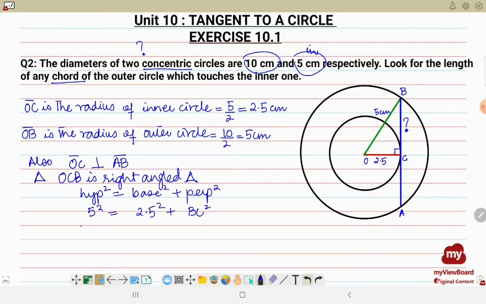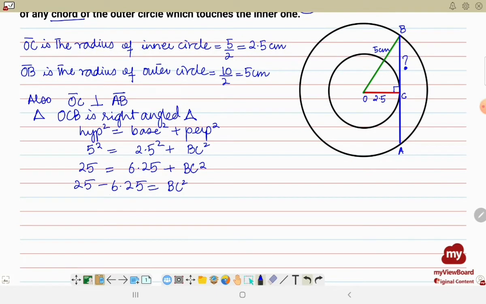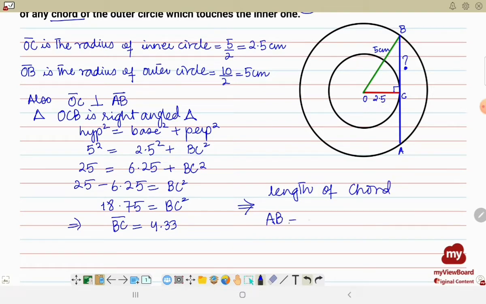So 5 square is 25 and 2.5 square is 6.25, and since we have to find BC, we'll write it as it is. So 25 minus 6.25 is equal to BC square, and it comes out to be 18.75. If we take the square root on both sides, this implies that the measurement of BC is equal to 4.33, right? Now, how are we going to find the measurement of the full chord AB, the length of the chord that was asked in the question? The length of the chord will be AB equals BC plus CA, right?